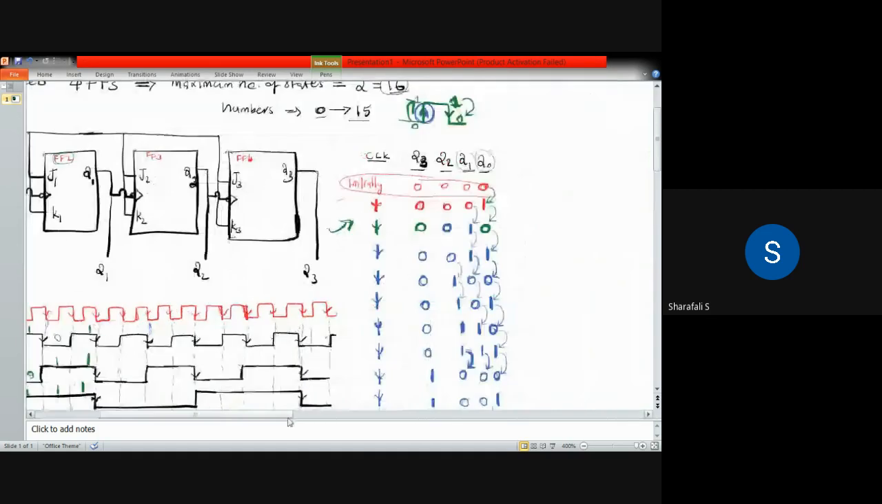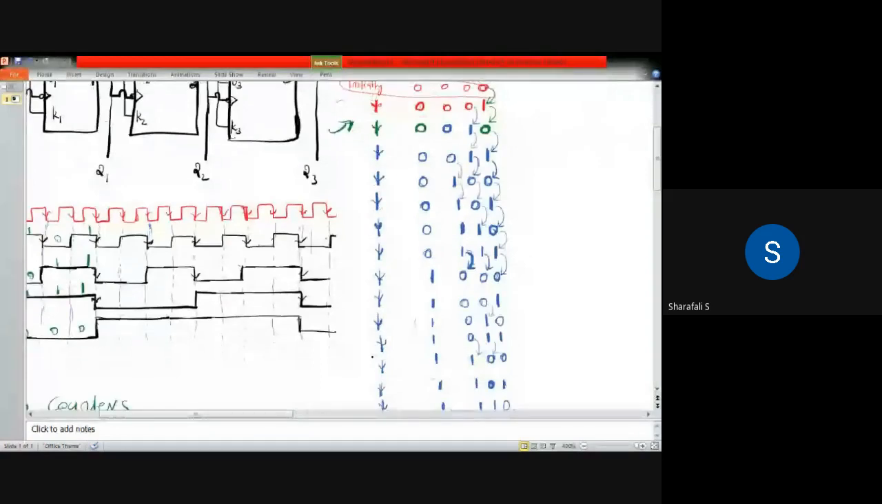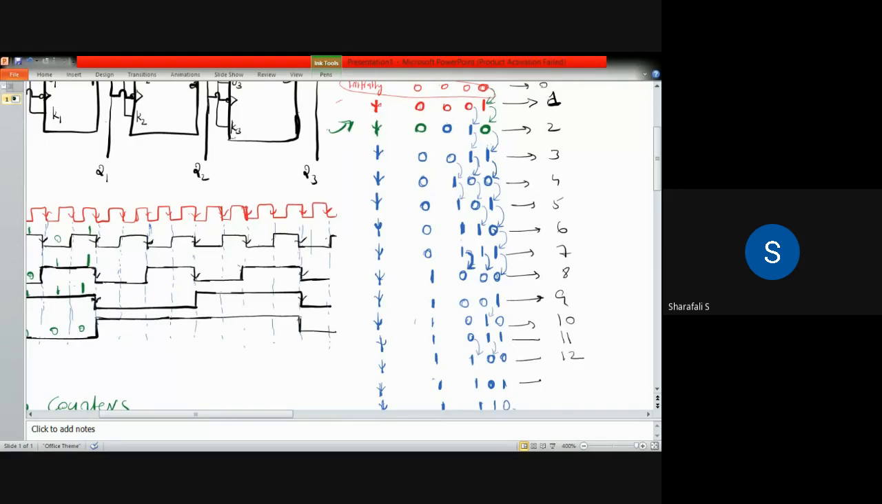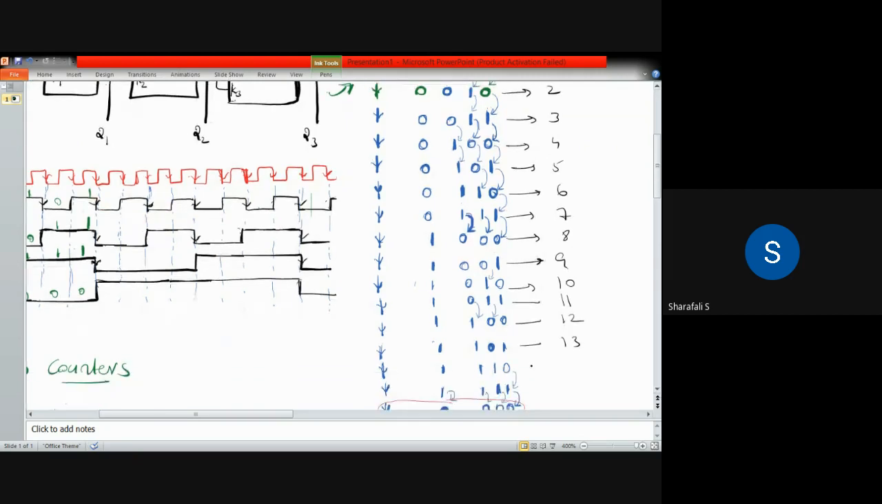So now if you look at this previous case, as you can see from here, this is equivalent to 1, sorry, this is equivalent to 0, and this one is 1, this is 2, this is 3, and so on. We can write 5, 6, 7, 8, 9, 10, 11, 12, 13, 14, 15. So up to 15 we can have. Again, it is going to become 0.